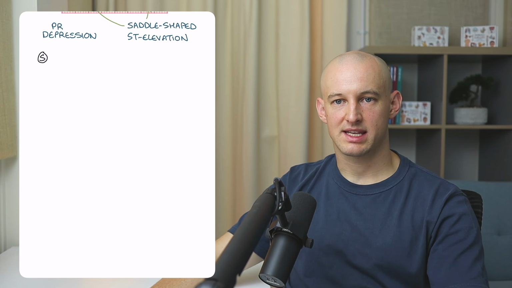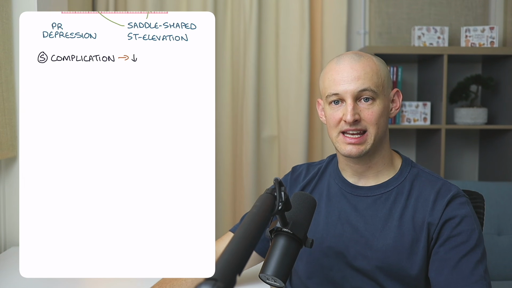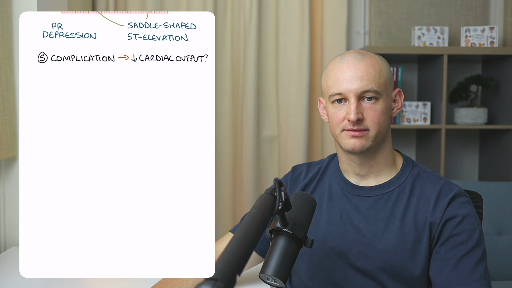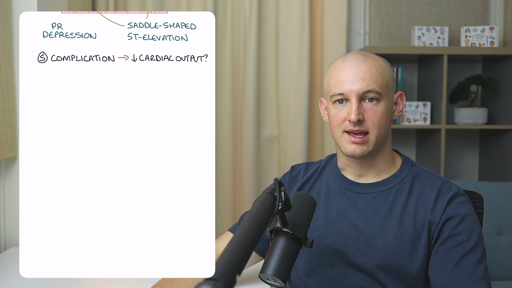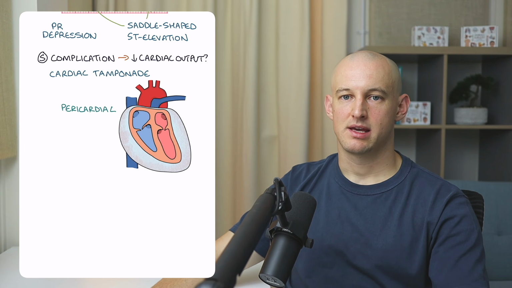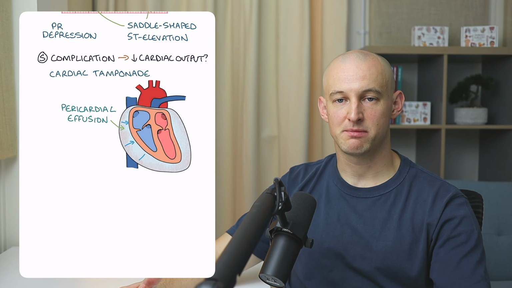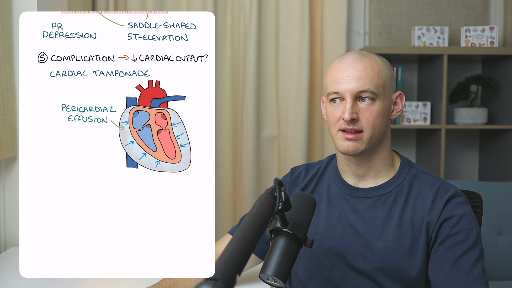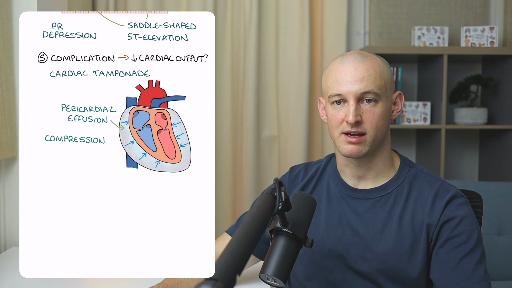And the fifth and final question for this case is, what complication of this condition can cause decreased cardiac output? A cardiac tamponade, which is also known as a pericardial tamponade. So as you can see here, there's a pericardial effusion, which means fluid building up inside the pericardial cavity.